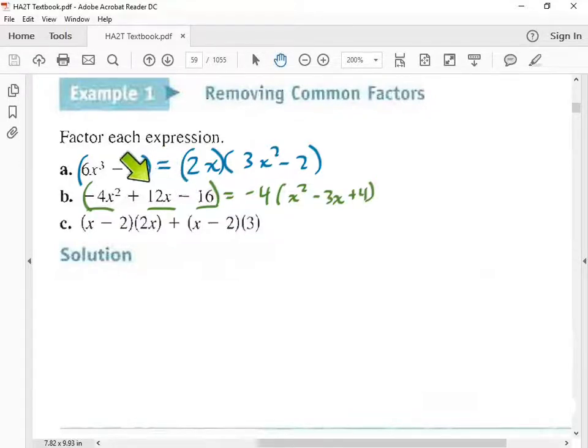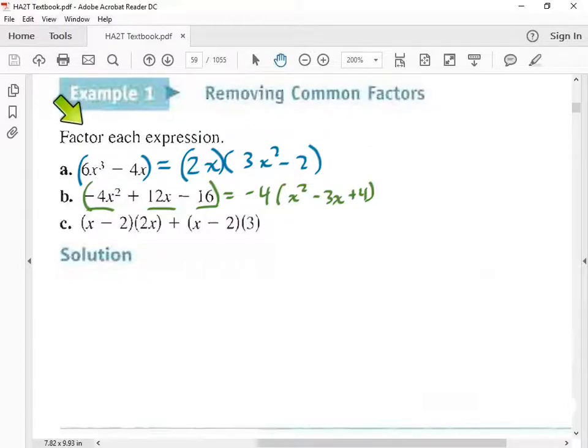So if I divide 12 by negative 4, I get negative 3. If I divide 16 by negative 4, I get positive 4 because that's negative 16. Now, if I had to factor this trinomial, which this problem doesn't ask me to, it would be easier because that x squared is not negative. Okay, so that's the answer for that one.